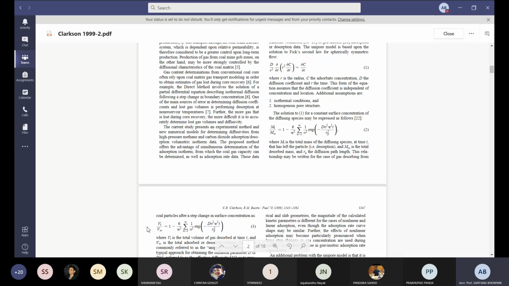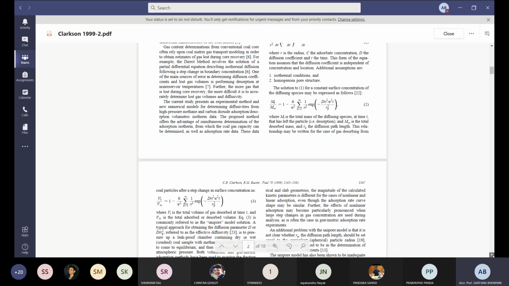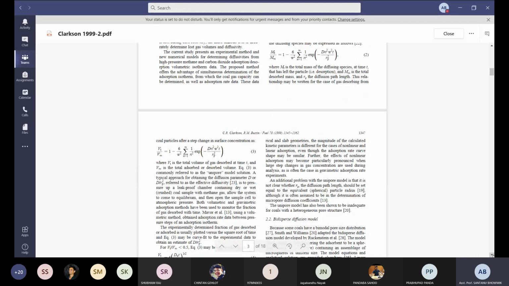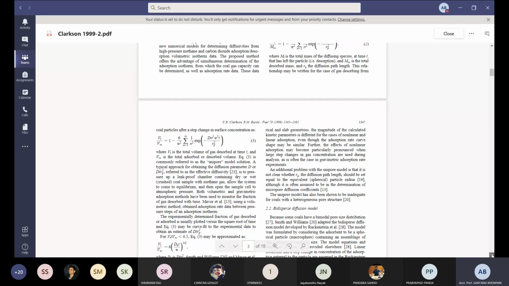Later in equation 3, they divide this mass and replace it with the volume uptake, because for a particular coal the density will be the same even as the temperature varies. The density may change, but if you consider the volume and the mass of the same sample, whatever changes with density will be nullified. That's why they change the Mt by M infinity ratio to Vt by V infinity, the volume at time t and the volume at infinite or equilibrated time. This is the infinite series equation, called the unipole model.